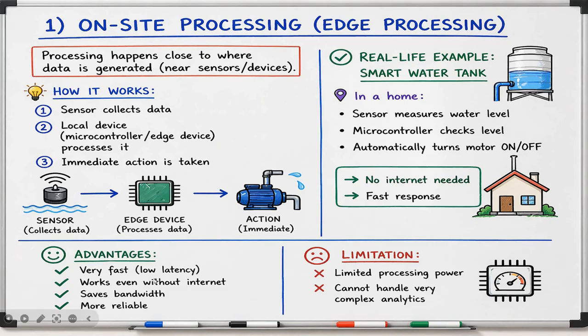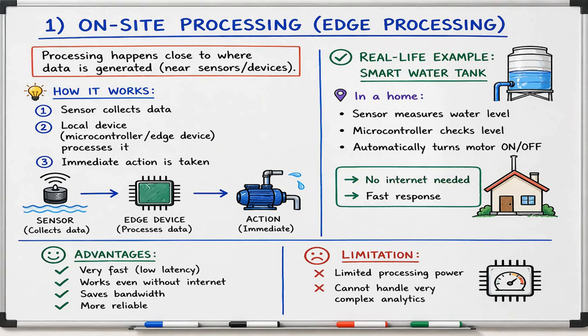Some advantages are, first, it is very fast, that is, low latency, because processing happens close to the device, so the response time is extremely quick. This is important for real-time systems like automation, robotics and safety systems. And it works even without the internet, that is, the edge devices can operate independently without relying on internet connectivity. This makes them reliable in rural areas, factories, or remote locations.